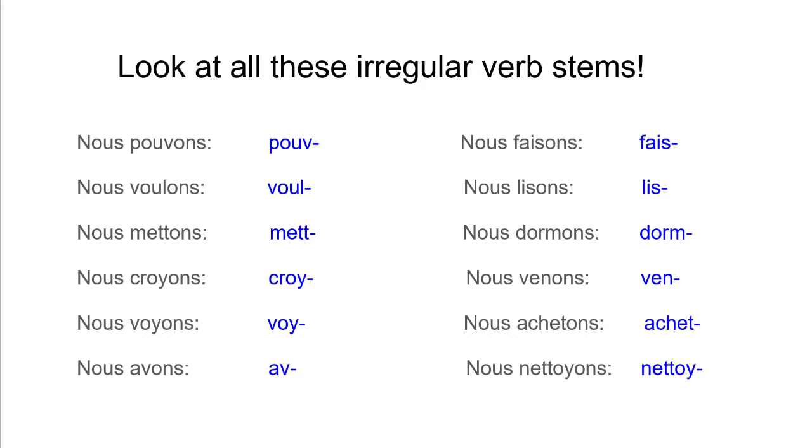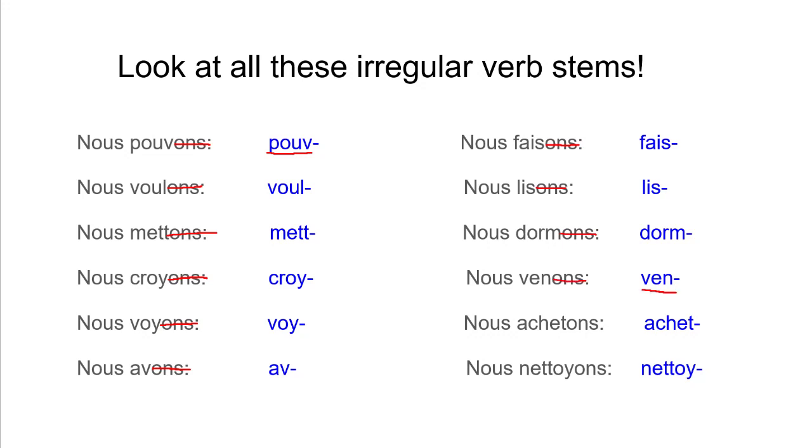So just look at all these irregular verb stems. Okay, we have pouvoir, which is kind of crazy in the present tense, but in the imparfait, it cooperates with us. We've got POUV, follows that same pattern. Vouloir, mettre, croire, voir, avoir. I mean, even avoir and faire are going to cooperate. This is great.